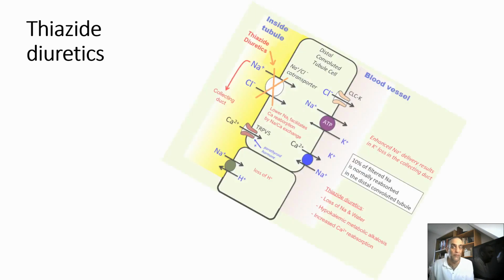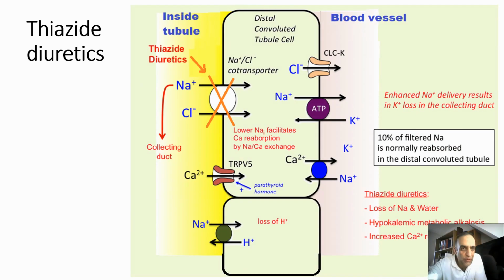I will show the picture again, which we studied. As you see, in the distal convoluted tubule cells, thiazide blocks the sodium and chloride co-transporter. Sodium goes to the collecting duct. The concentration of sodium in the collecting duct is increasing. In this situation, sodium is reabsorbed in the collecting duct and potassium is excreted, so potassium will be lower. But the amount of sodium absorption is much lower than in the distal convoluted tubule.